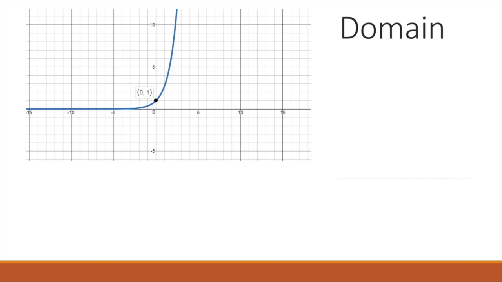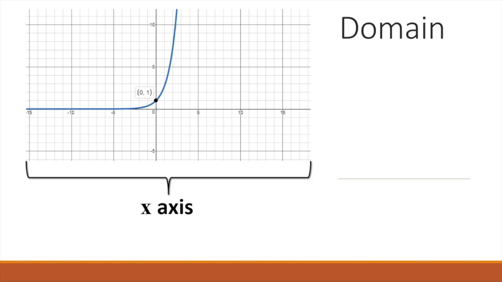To get the domain, we need to know what values are included, which are all the possible numbers in the x-axis. And if we see the graph, we conclude that the domain goes from -infinity to infinity.